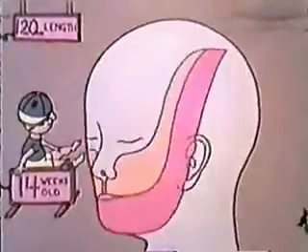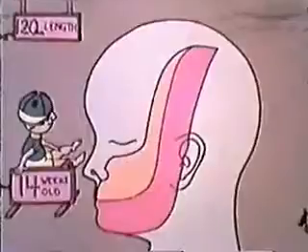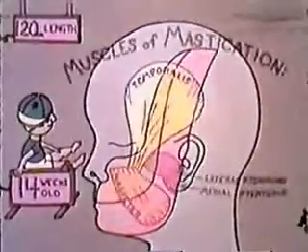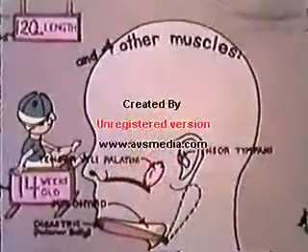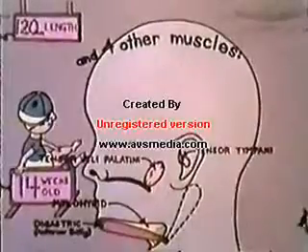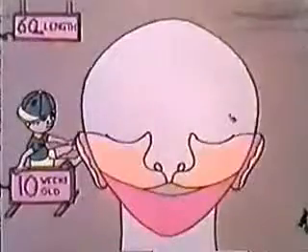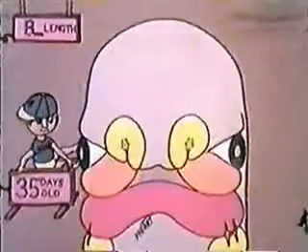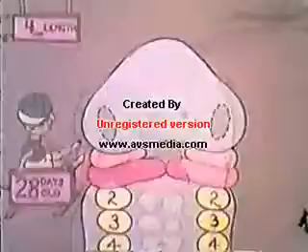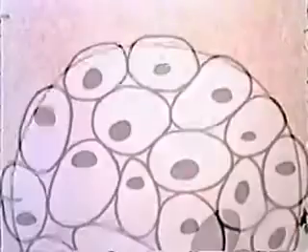From the first arch mesoderm, 8 muscles are derived, 4 of which are the muscles of mastication. All of these muscles are innervated by the trigeminal nerve, but the muscles of facial expression aren't. They're derived from the 2nd arch and are innervated by the facial nerve. Let's run through the whole metamorphosis of the face again from the beginning of the 4th week.